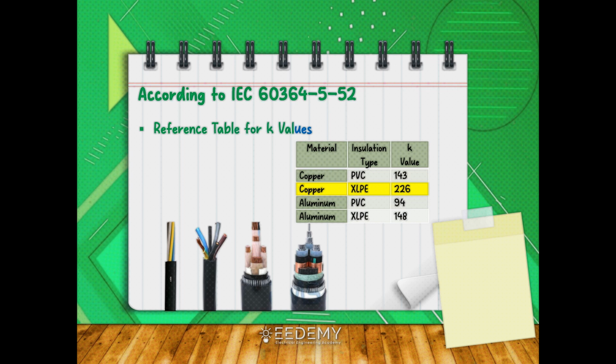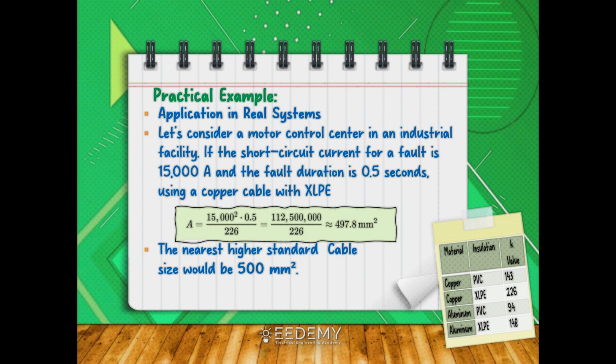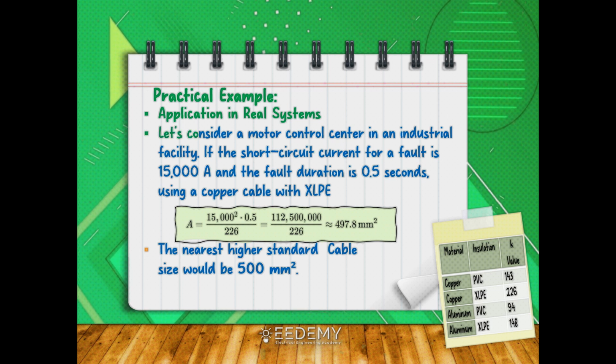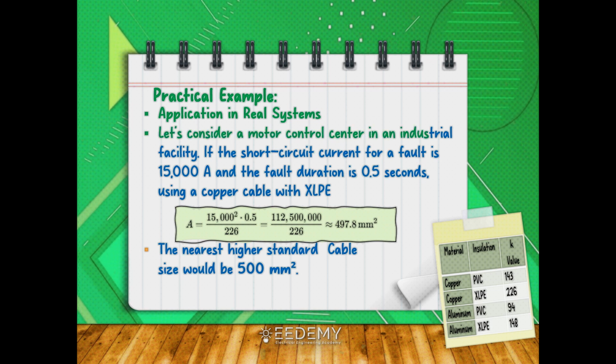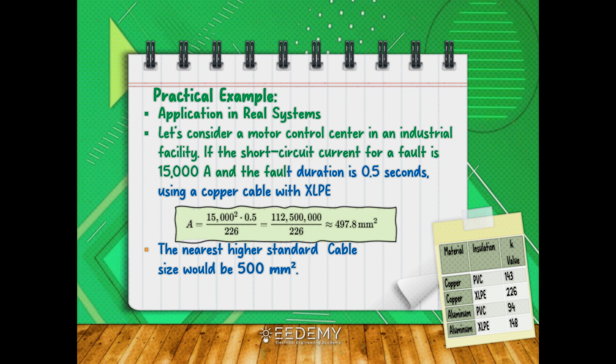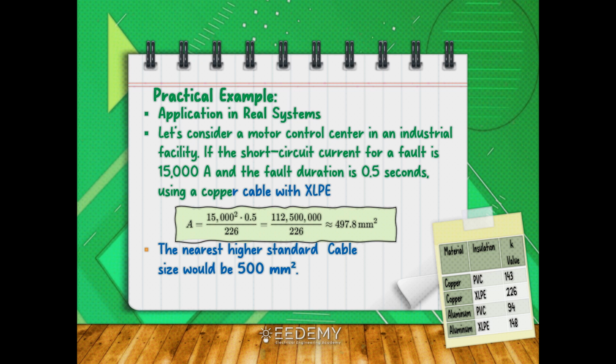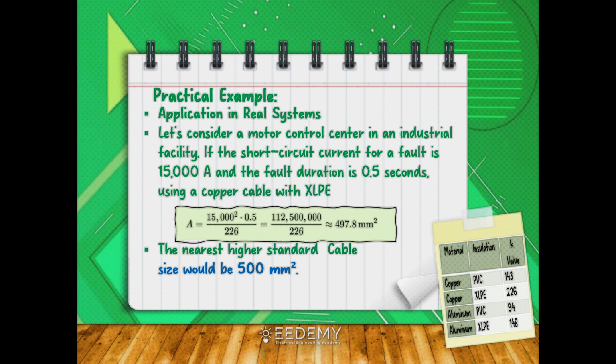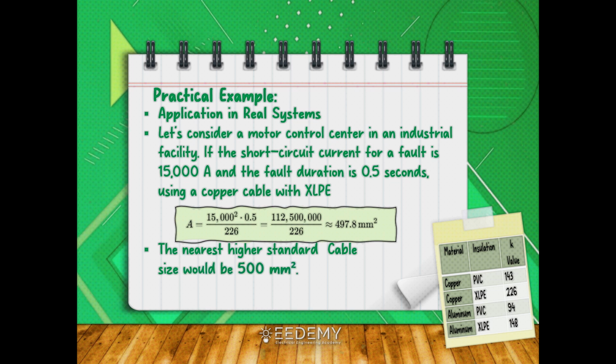Practical example, let's consider a motor control center in an industrial facility. If the short circuit current for a fault is 15,000 amperes and the fault duration is 0.5 seconds, using a copper cable with XLPE insulation, K equals 226. Required cross-sectional area, A, equals approximately 497.8 mm². The nearest higher standard size would be 500 mm².